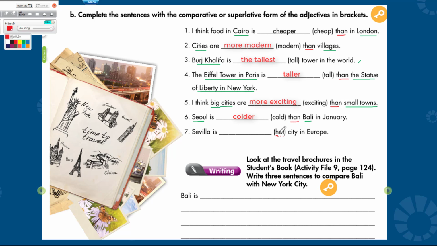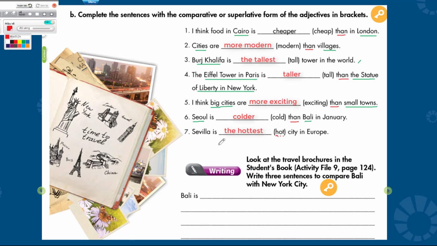Hot là một tính từ có một âm tiết, nhưng nó đặc biệt là nó gì? Nó kết thúc bằng phụ âm, nguyên âm, phụ âm. Thì như vậy ở dạng so sánh hơn hay so sánh nhất, chúng ta cũng đừng quên nhân đôi phụ âm cuối cùng trước khi chúng ta thêm đuôi er đối với so sánh hơn và thêm cái đuôi est đối với so sánh nhất. Như vậy câu này là ở dạng so sánh nhất, right? Nó không có than là nó ở dạng so sánh nhất rồi nè. Ok, như vậy là ở đây sẽ là hot. Ok, Sevilla is the hottest city in Europe. Sevilla là một thành phố nóng nhất ở châu Âu.